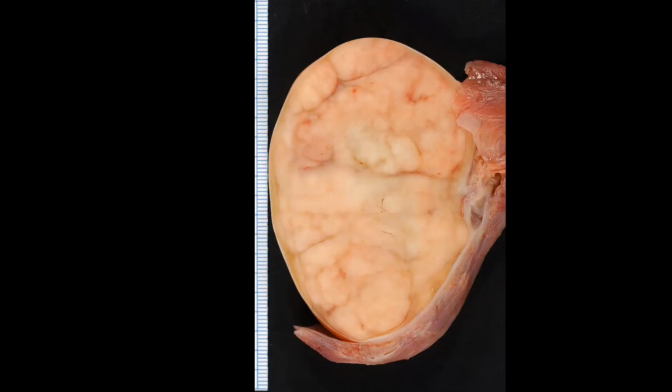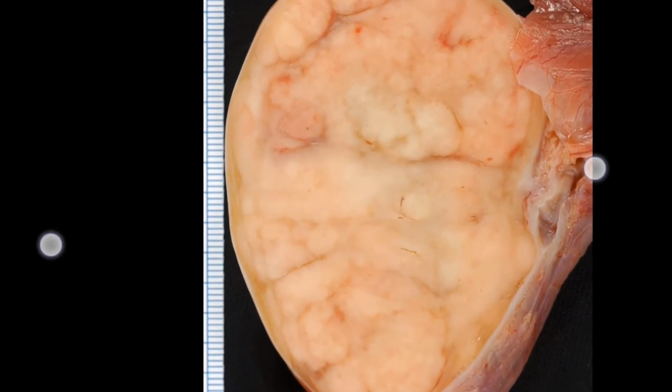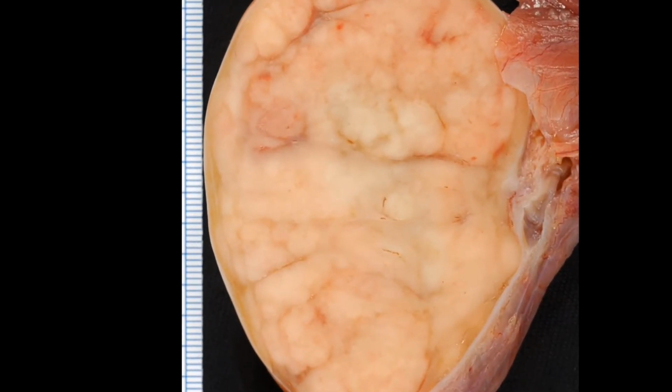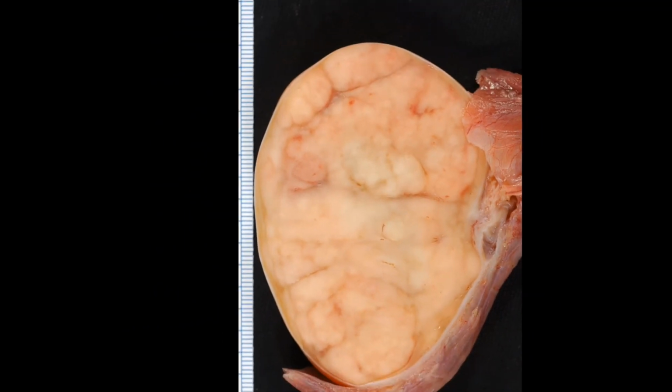The other conditions of the testis are the tumors of the testis. There are two types of tumor which can occur inside the testis. First one is the seminoma. Semi is taken from the seminiferous tubules, and noma means cancer. So seminoma means carcinoma of the seminiferous tubules. This image is of seminoma, that is the carcinoma of the seminiferous tubules.